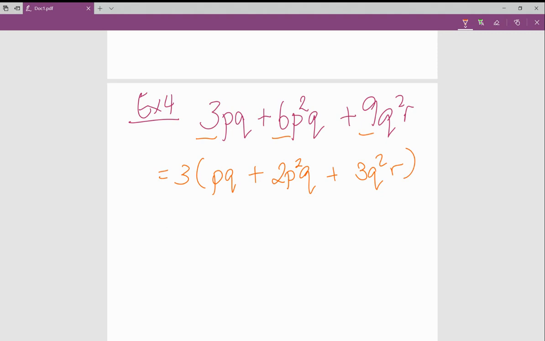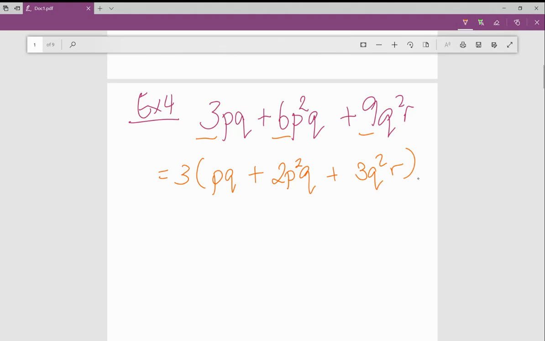But this is not fully factorized. You still can bring other things out. Now let's check what other things you have. Can you see that q is present everywhere? So let's bring q out. So I'm left with p plus 2p squared plus 3qr. So this is the final answer.